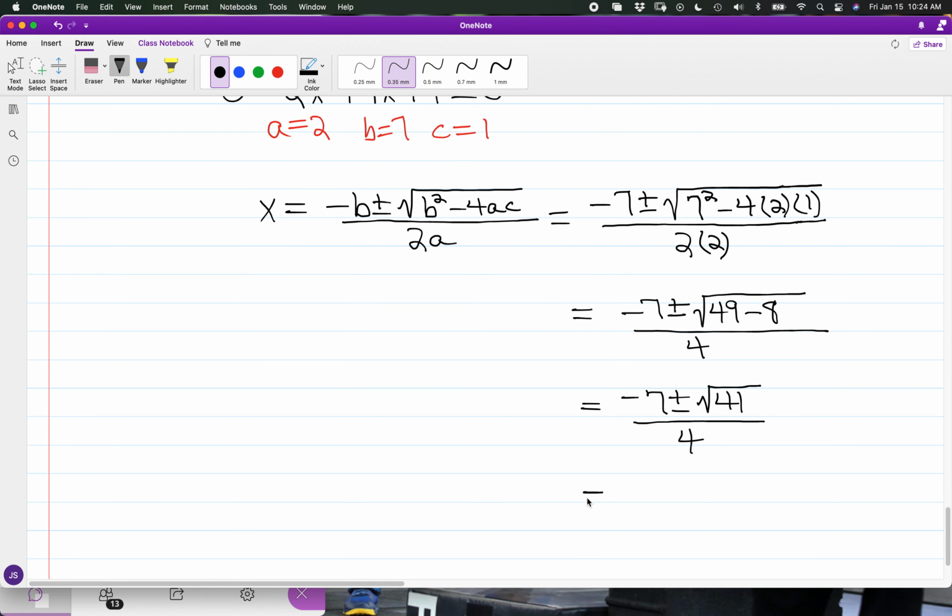And just drawing the solutions separately. So we have negative 7 plus the square root of 41 all over 4. And we have negative 7 minus the square root of 41 also over 4.